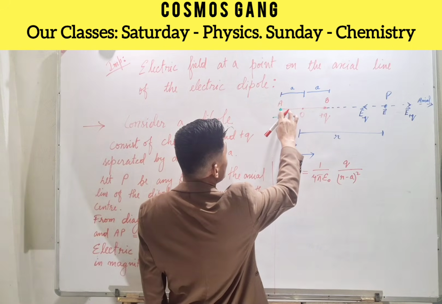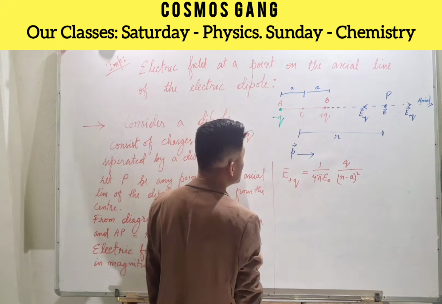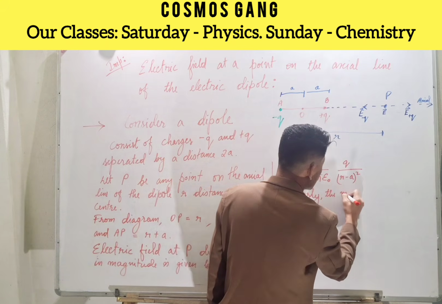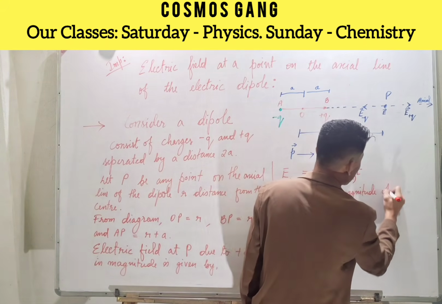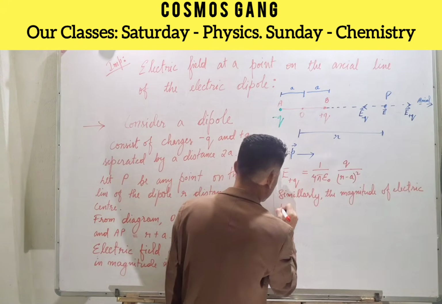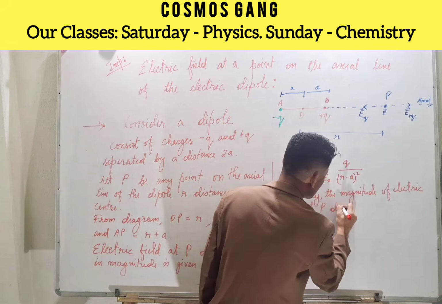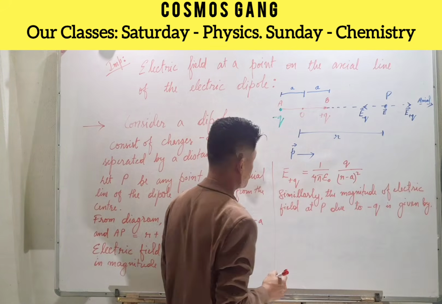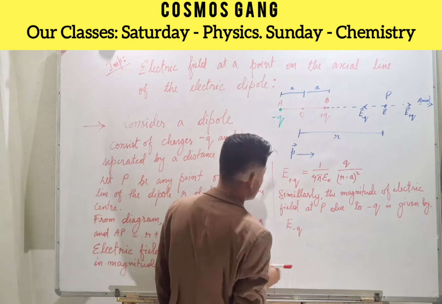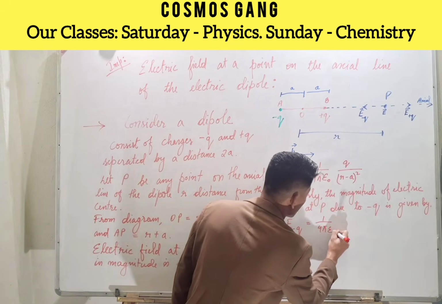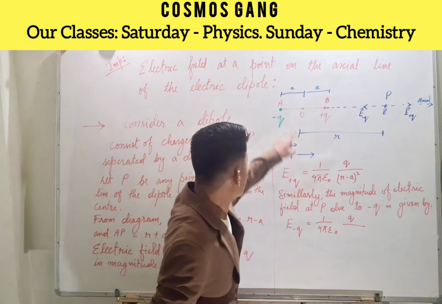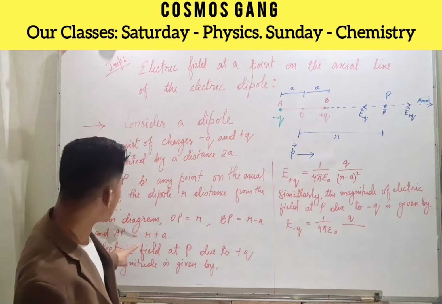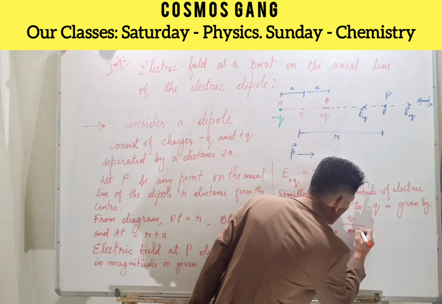Similarly, the magnitude of electric field at P due to minus Q is given by E minus Q equals 1 by 4 pi epsilon naught times Q divided by the distance of minus Q from P, which is AP, and we know that it's given by R plus A. So R plus A whole square.